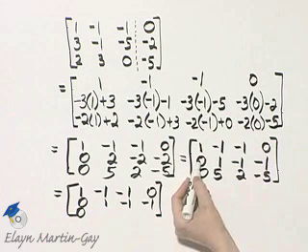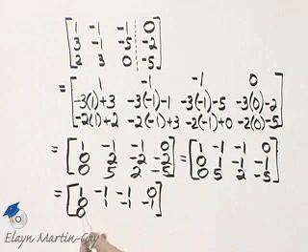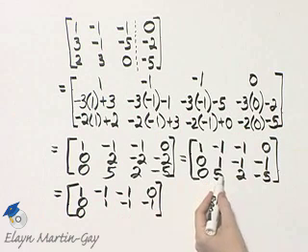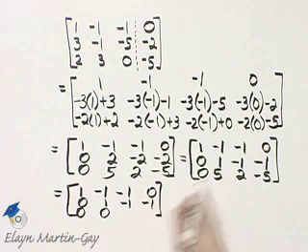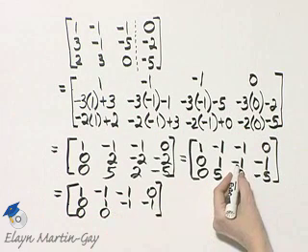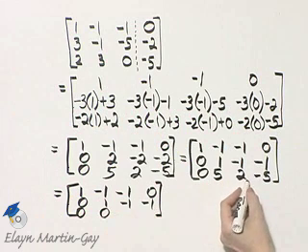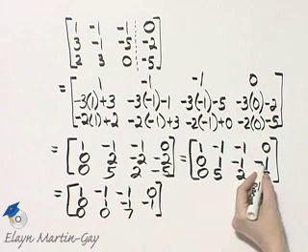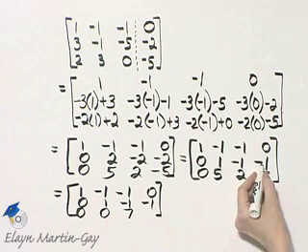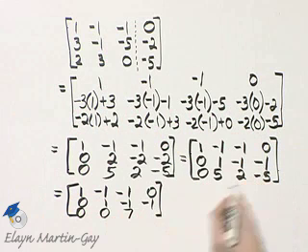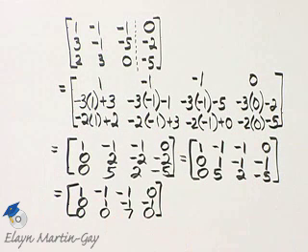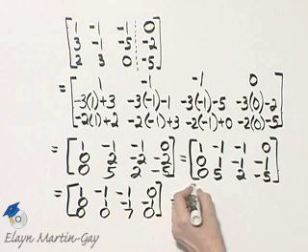So -5 times 0 plus 0 is 0. -5 times this plus this is 0. -5 times this is 5 plus 2 is 7. And -5 times this, that is 5 minus 5 is 0. And what's left? We'll just make this a 1.